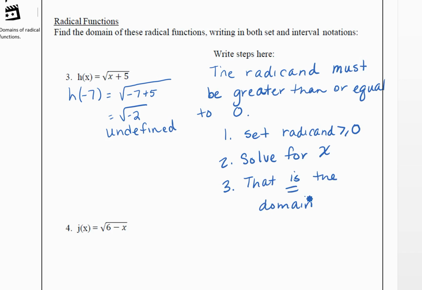So for h of x here, we want to set the radicand, again, the thing under the square root, so we want to set x plus 5 greater than or equal to 0. So we'll subtract 5 from both sides to solve for x. And we'll see for our domain, x must be greater than or equal to negative 5. So our domain, the interval greater than or equal to negative 5, would be negative 5 with a bracket up to infinity.